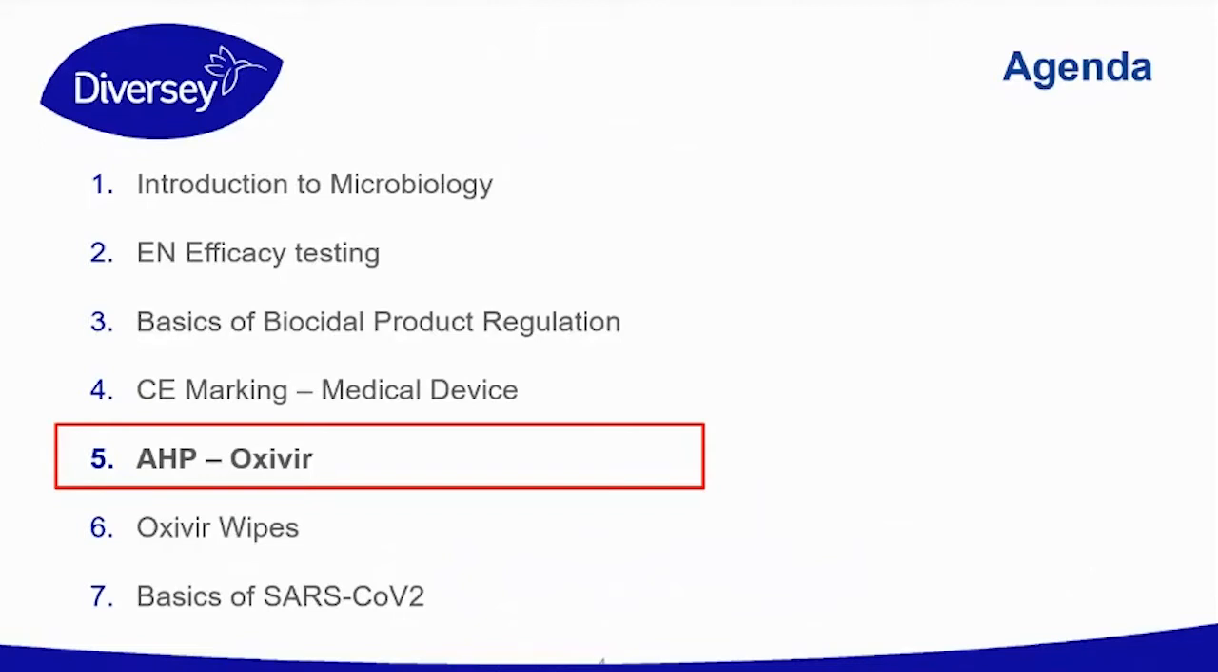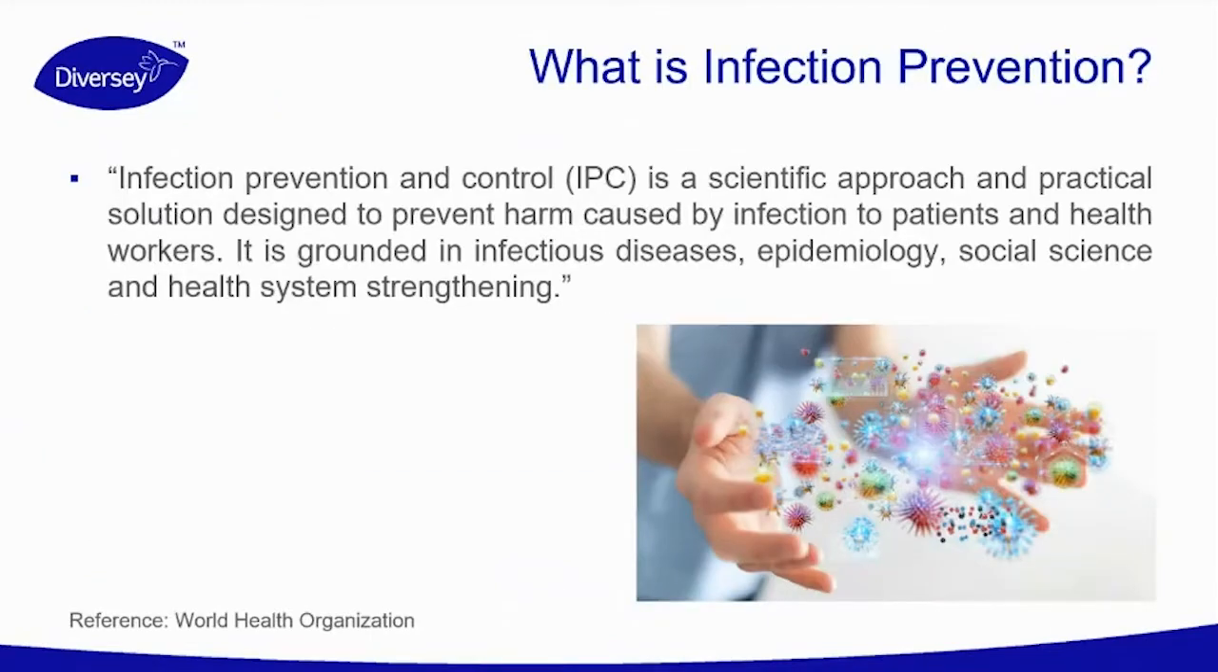But first, what is infection prevention? There is a nice definition from the World Health Organization. Infection prevention and control is a scientific approach and practical solution designed to prevent harm caused by infection to patients and health workers. It is grounded in infection disease, epidemiology, social science, and health system strategy.